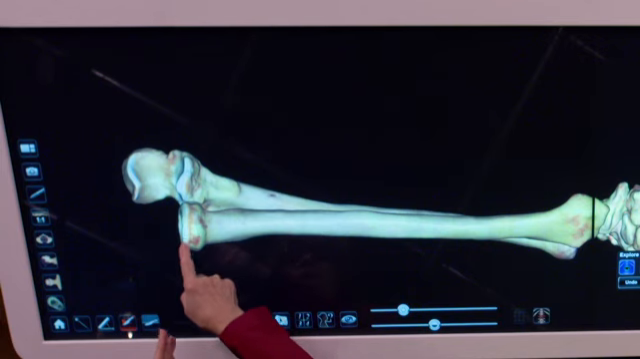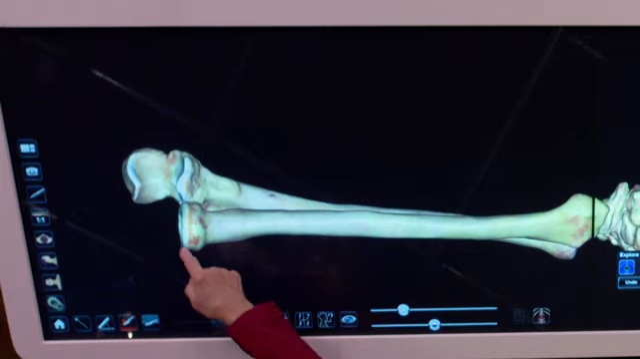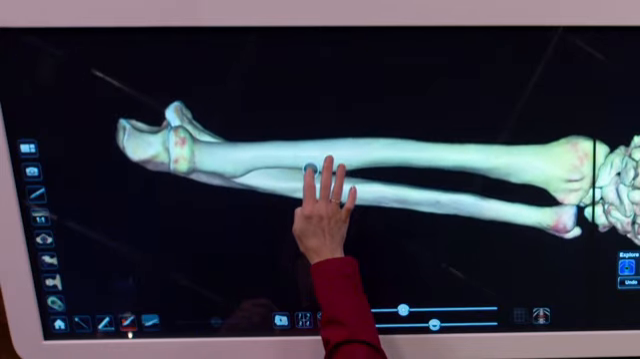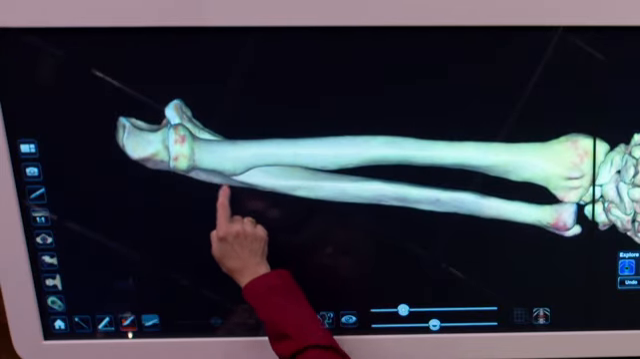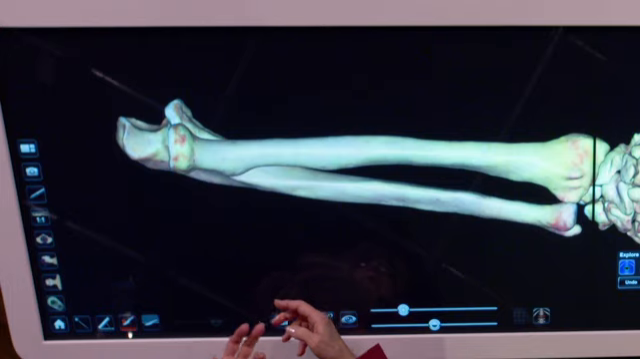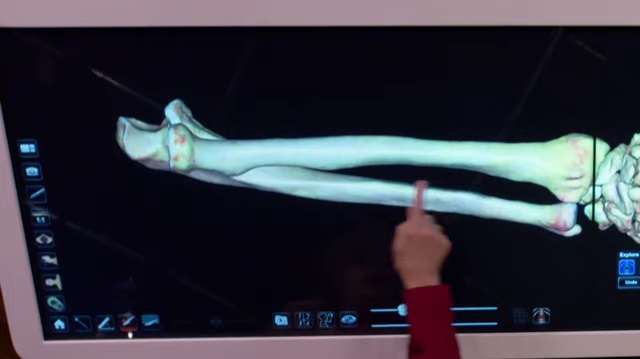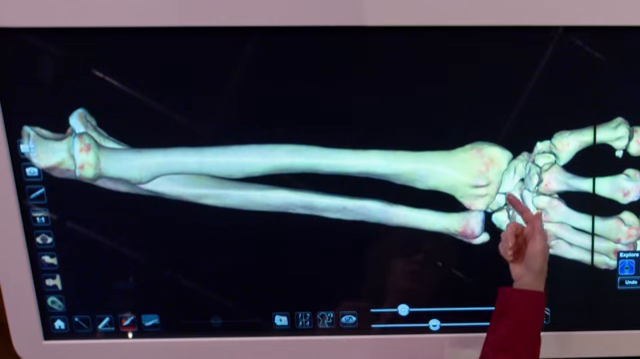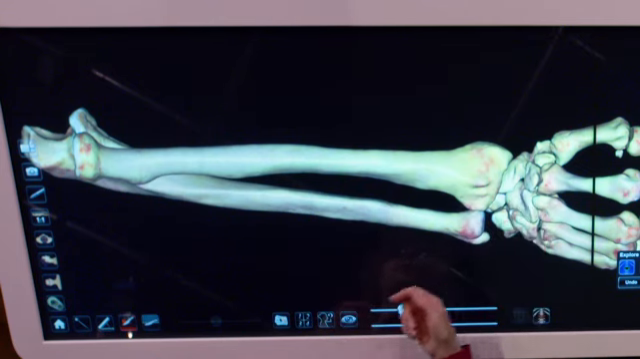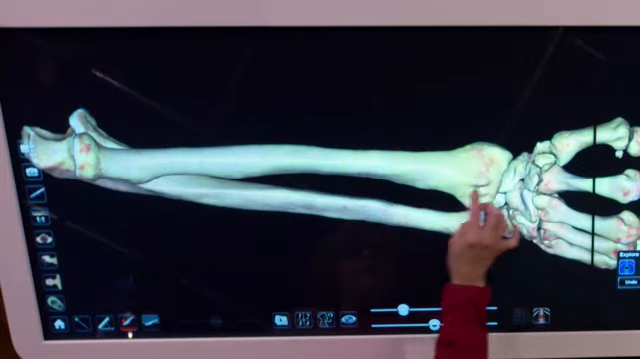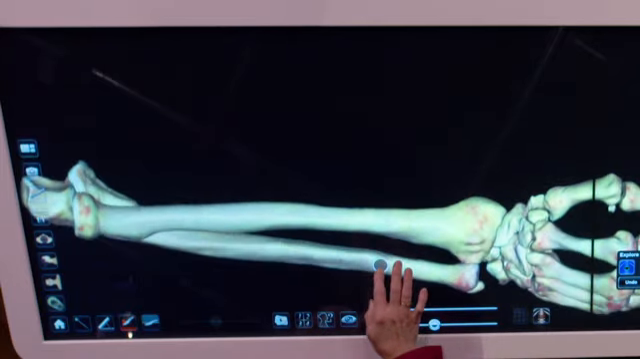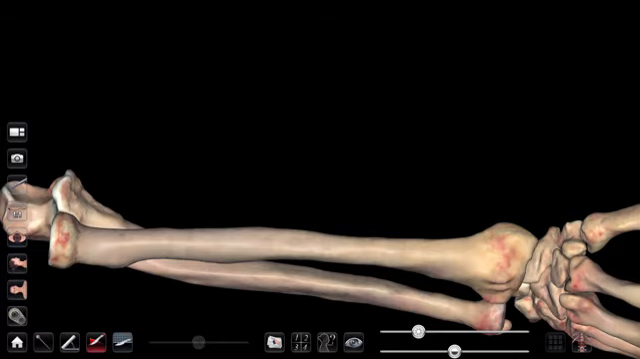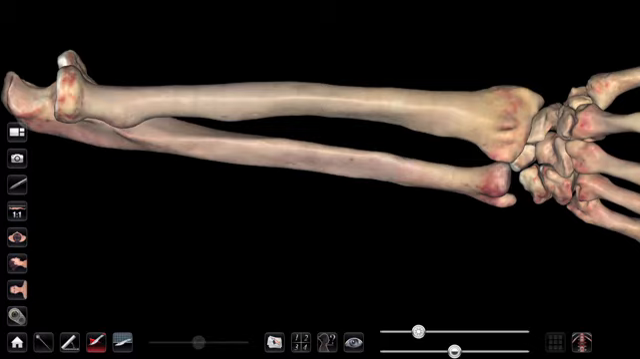We can focus on the head of the radius, this rounded knob followed by a constricted neck. If we turn slightly, we can see the radial tuberosity for insertion of the biceps brachii muscle. If we go distally, we see that the radius widens for articulation with two of the carpals, the scaphoid and lunate. There's a styloid process that's kind of a point on this end of the radius distally.